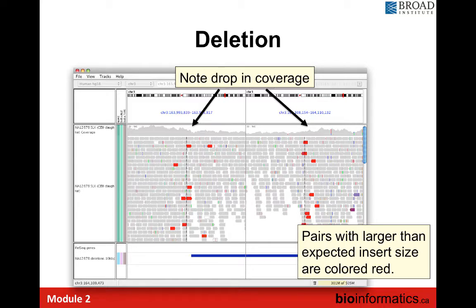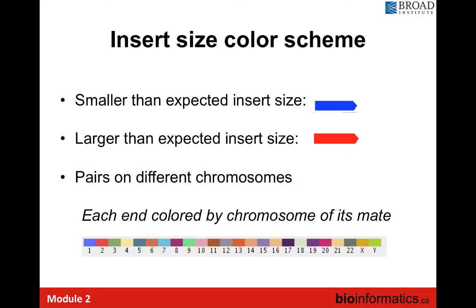So you would have red paired reads at the edge of the deletion, and you could see a drop in coverage at the breakpoints. So pairs with larger than expected insert size would be colored in red. And IGV has a color code for this. Larger is red, shorter is blue. And if there are pairs mapped to different chromosomes, they would be in different colors, as in the example here.